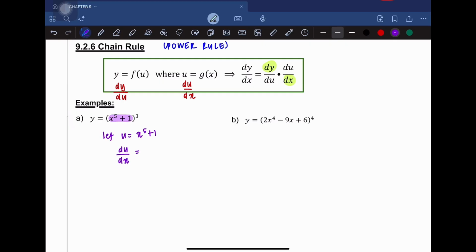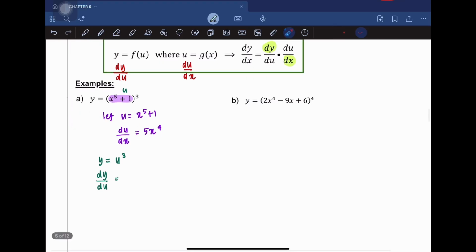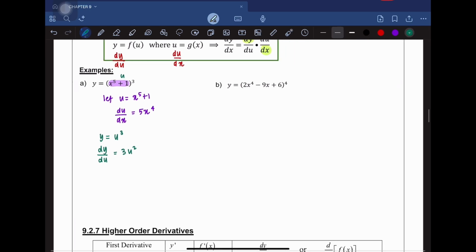Differentiate je macam biasa. So dia cari 5x to the power of 4. Now untuk y pula, tadi kita dah let ni sebagai u kan. This is your u, so dia jadi y sama dengan u power 3. Untuk y pula kita differentiate with respect to u lah, sebab u belah kanan kan. So, anggap sahaja ni x power 3, so you are going to differentiate as usual. Dia jadi 3u square.